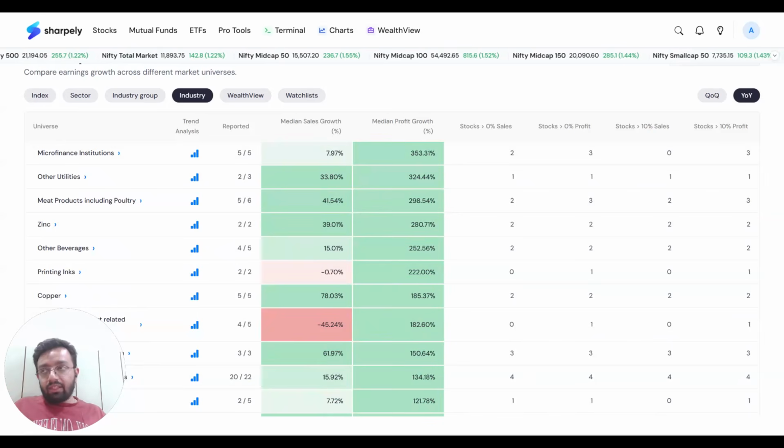Now, another powerful thing that we have on Sharply is the portfolio analysis tool that is called WealthView.